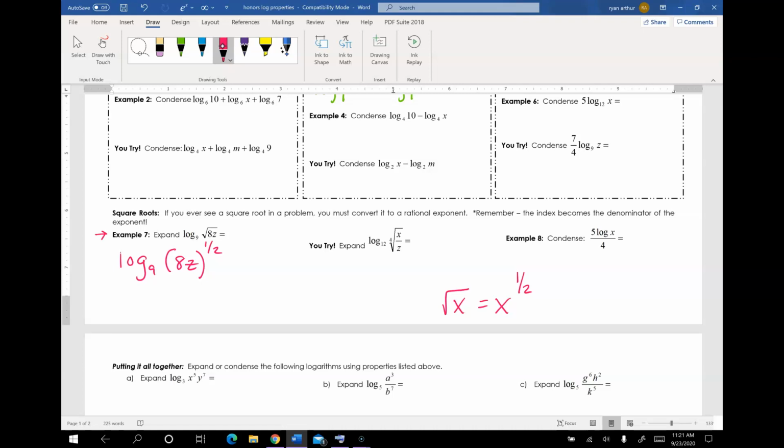All right. Now, when you have exponents like this in parentheses, everybody gets that exponent. Okay? So it's going to be log base 9 of 8 to the 1/2 and z to the 1/2. So when I rewrite this, I'm going to have 1/2 log base 9 of 8 plus 1/2 log base 9 of z. Oh, I forgot the 8 over here.